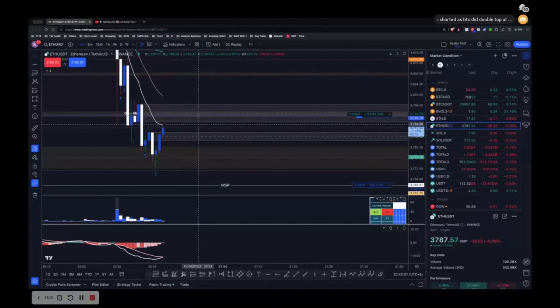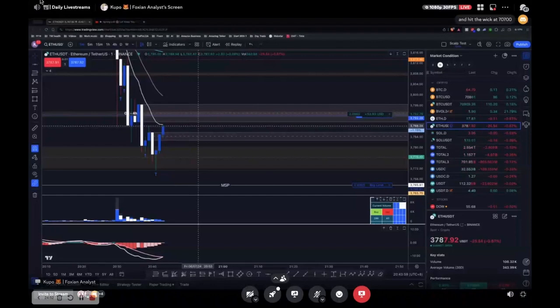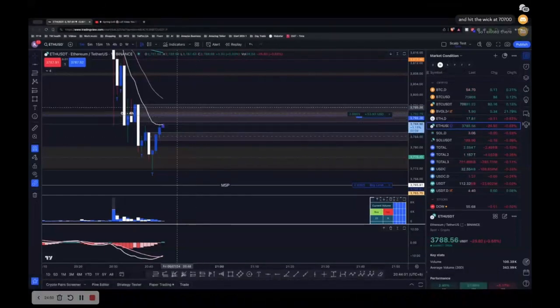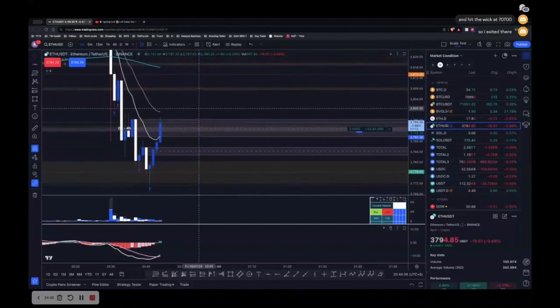Yeah, BTC does stuff like that, but you have to consider we're almost at market open, right? So that's probably pre-market volume. This is another reason why I don't like to trade during these times, because during these times, things can really go any direction.